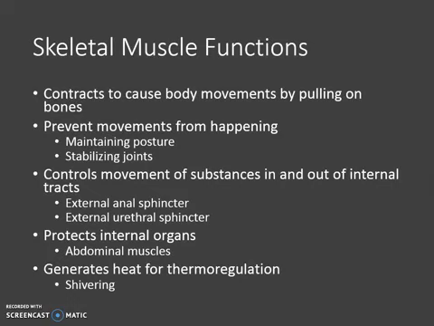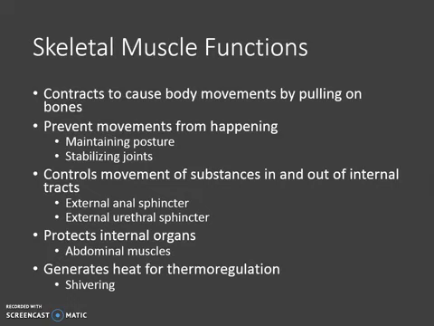Your skeletal muscles also help to protect your internal organs. For example, your abdominal cavity doesn't really have much bony protection, but you do have a lot of abdominal muscles there, and those abdominal muscles can take some of the impact associated with a hit. So it can help protect your stomach and your intestines and your spleen and your liver and your other abdominal organs.